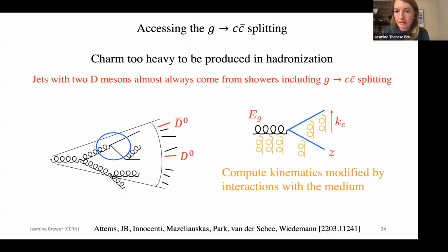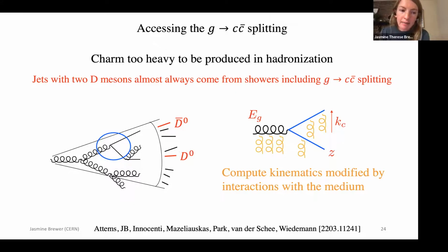And so this is the basis to say that if you find a jet which contains two D mesons, then, as we studied, this means with very high purity you had a gluon splitting to two charm quarks inside the shower. And the way that you access it experimentally is through these D mesons.